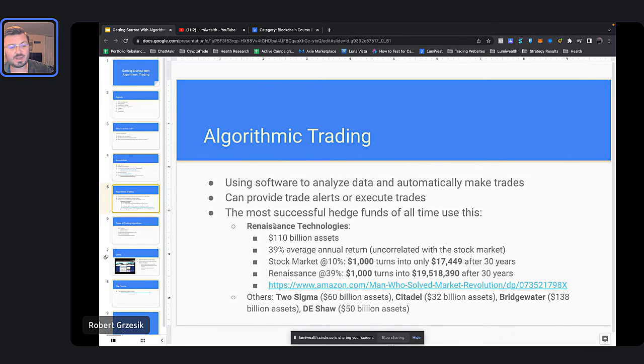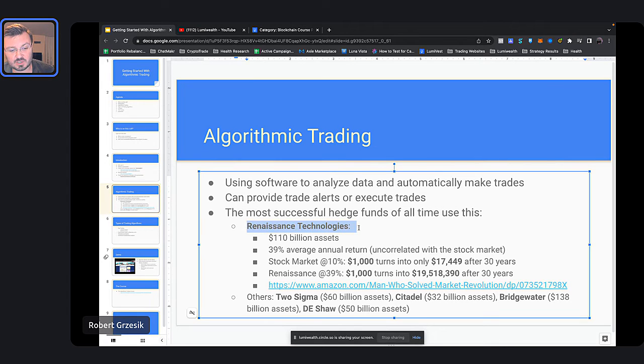There's a bunch of different hedge funds that do algorithmic trading, and they're all quite successful. They've been making a lot of money. One example of that is Renaissance Technologies. It's a company that I think started in the 80s or 90s when computers were a new thing. It took them a while to figure out how to do the algo trading stuff because they didn't really have the technology back then.